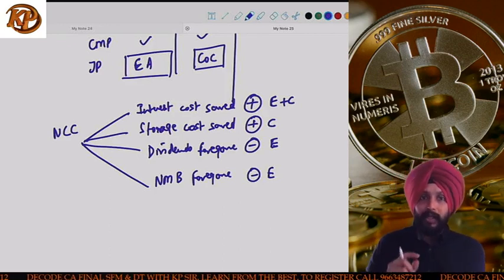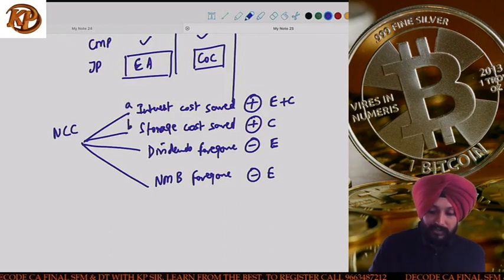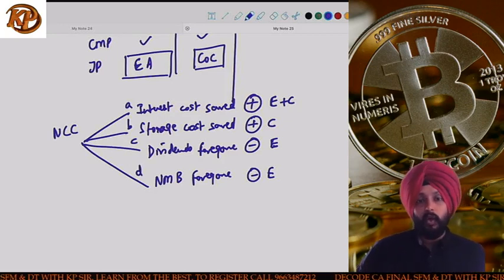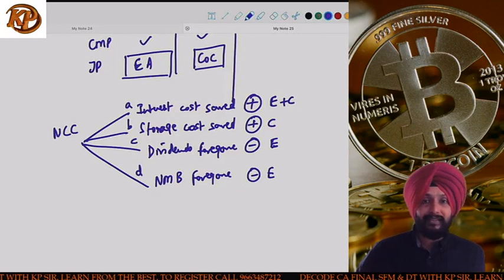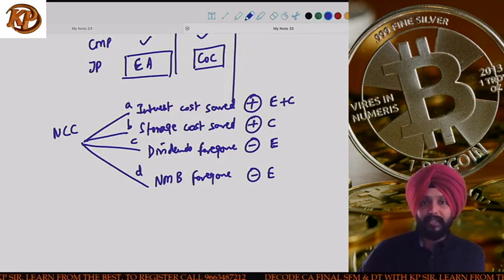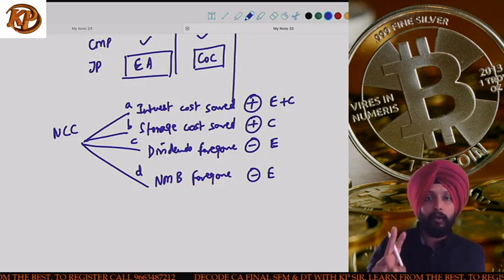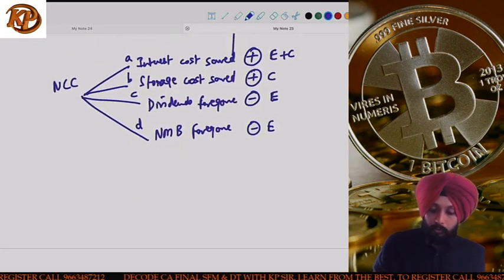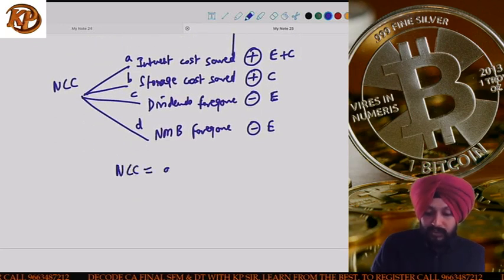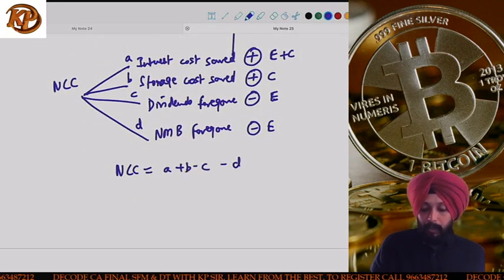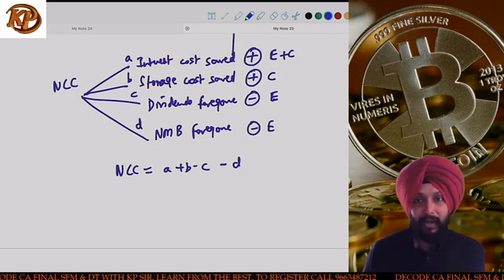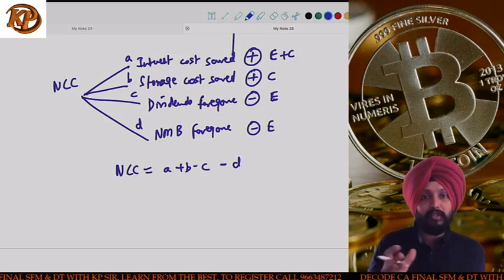So basically NCC has four components: A, B, C, D. A and B are positives, C and D are negatives. As far as equity is concerned, A, C and D will be applicable. As far as commodities are concerned, only A and B will be applicable, and for commodity both A and B are positives of trading in futures, right? So if I have to write NCC, then NCC is equal to A plus B minus C minus D, where A and B are positive, C and D are negative.